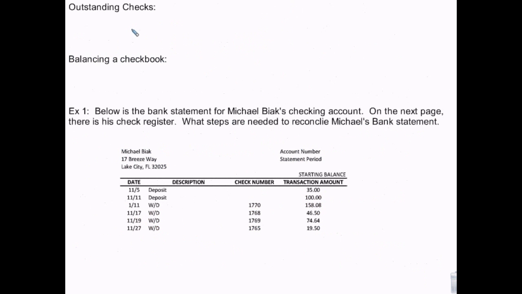And then we have outstanding checks, which is kind of the same idea. These are checks or other transactions. So these can be debit or anything like that, electronic funds payment, bill pay, things like that. They don't show up on the statement yet.